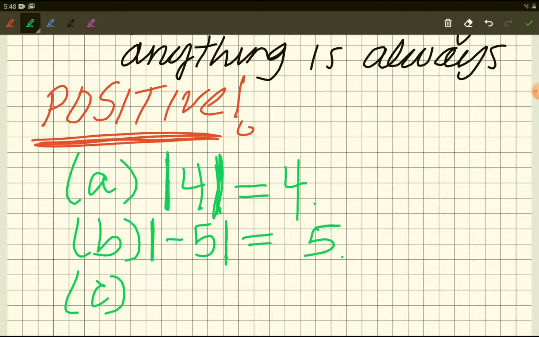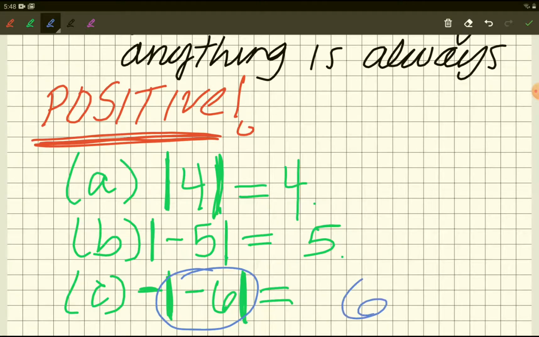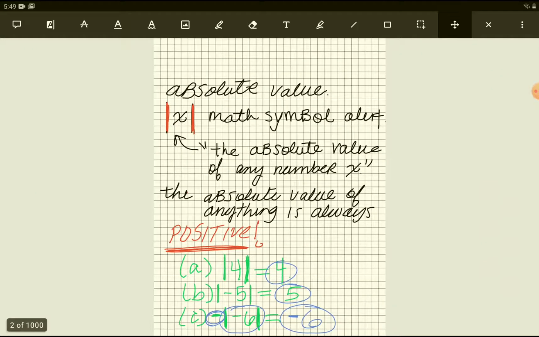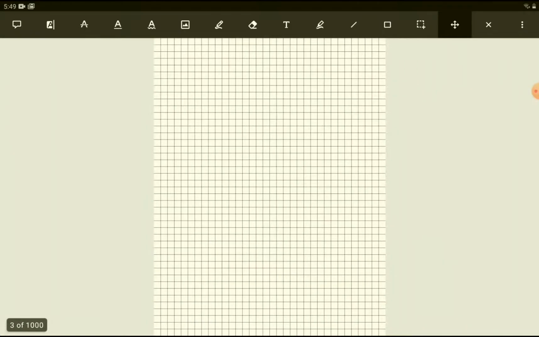Now a different example: negative the absolute value of -6. A negative on the outside and a negative on the inside. The absolute value of -6 is 6, but there's another negative on the outside, so make it negative. The answer is -6. Whatever you put in there, it always spits out as a positive.